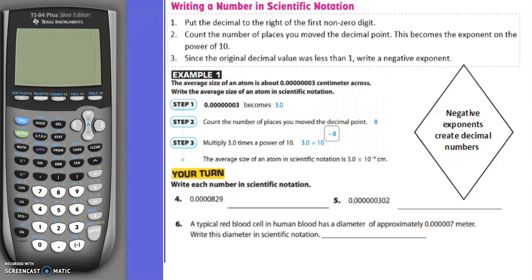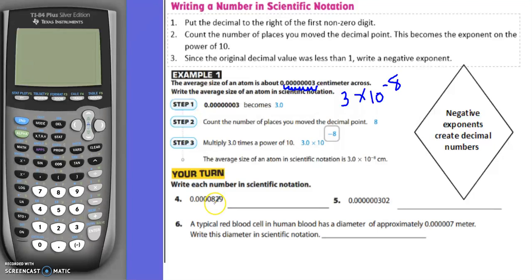So example 1, we are going to write the number 3, and we are going to count the amount of spaces it takes to go to the right. We have to go 1, 2, 3, 4, 5, 6, 7, 8. So we're going to say 3 times 10 to the negative 8. Remember, you want to go behind the number. All right, so now let's try the next part.